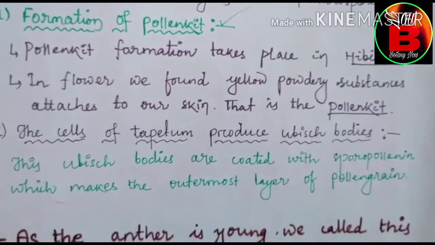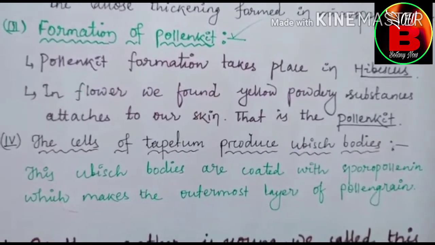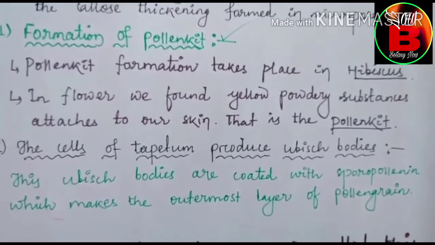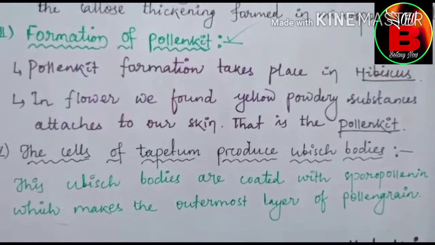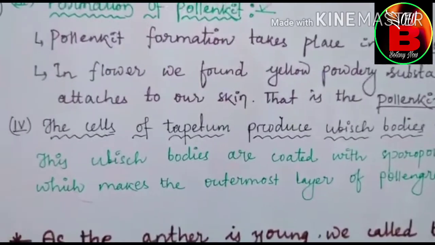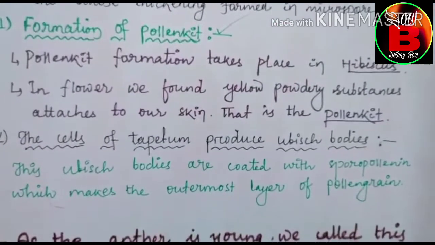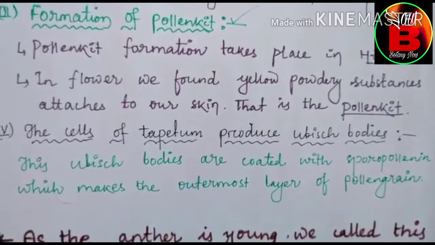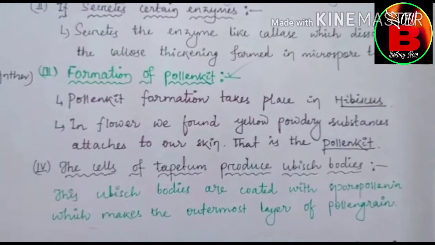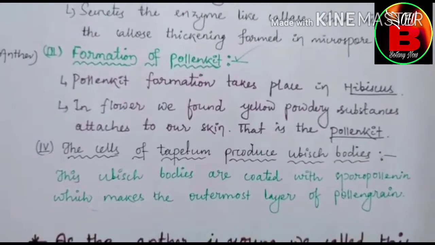These Ubisch bodies are coated with sporopollenin, which makes the outermost layer of the pollen grain. So the Ubisch bodies are coated with sporopollenin. Sporopollenin is the most resistant substance. The outermost layer of the pollen grain is made up of sporopollenin. So the function of the tapetum is also the production of Ubisch bodies.